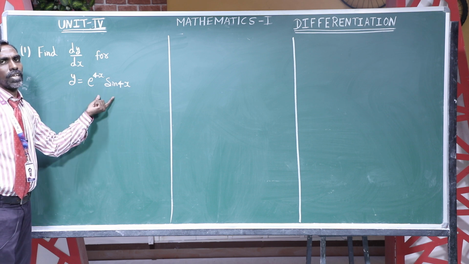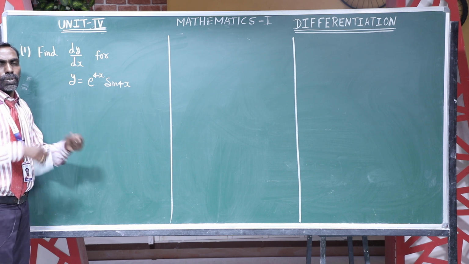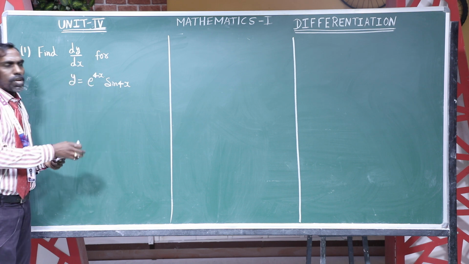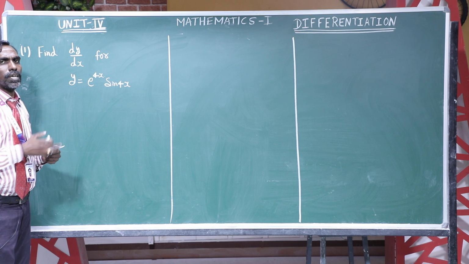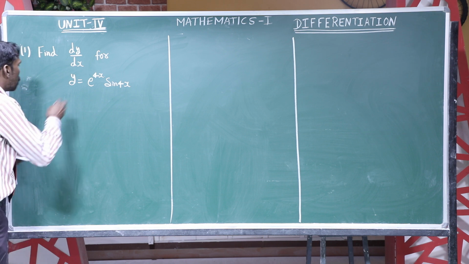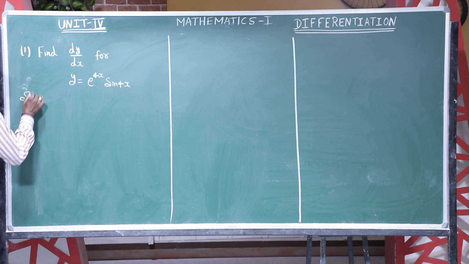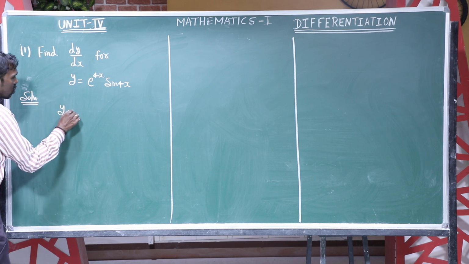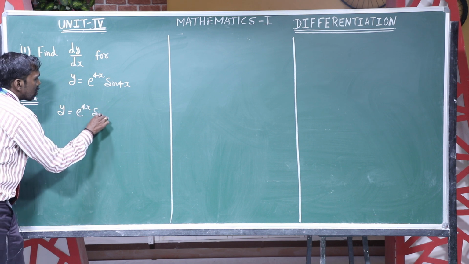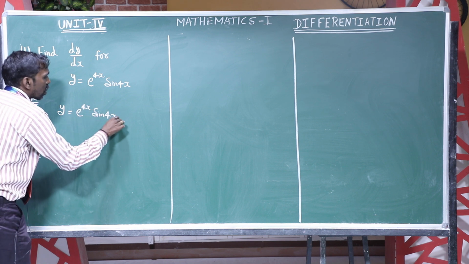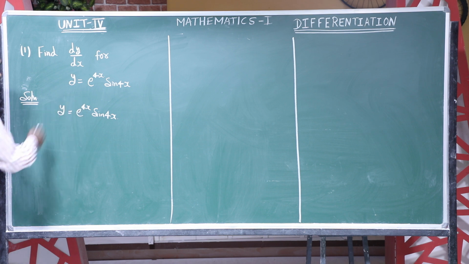If you have two different functions in a product, you can take the uv rule. What is the uv rule? uv dash plus vu dash. Now here, y equal to e power 4x into sine 4x. I can take any one of them as u, this or this, anything I can take.